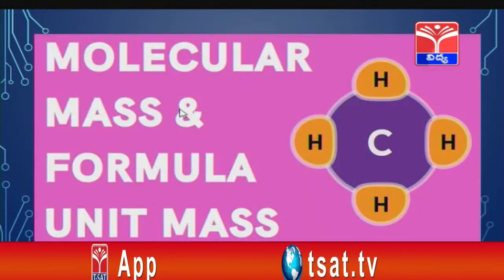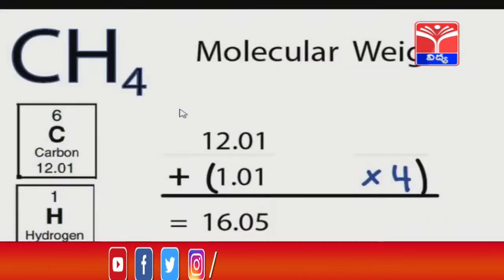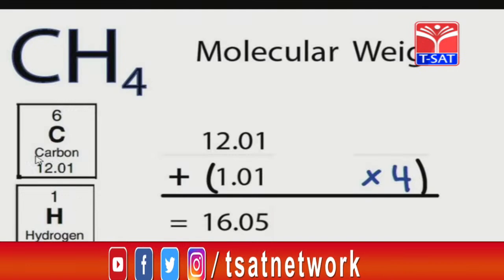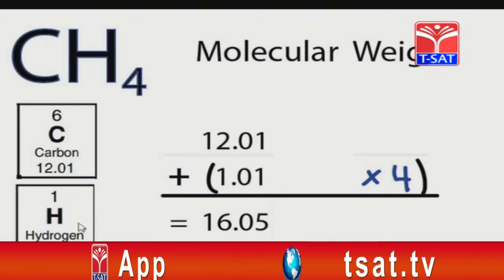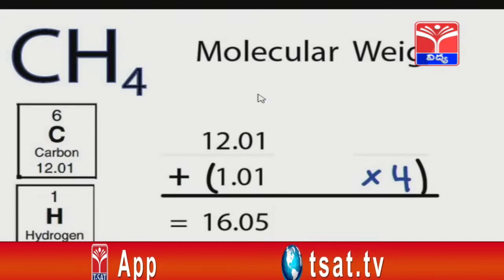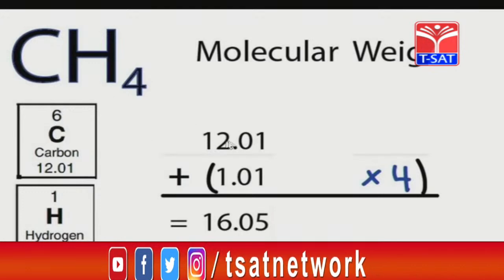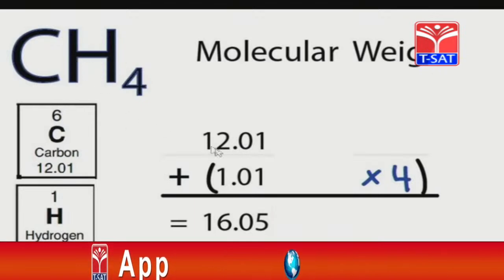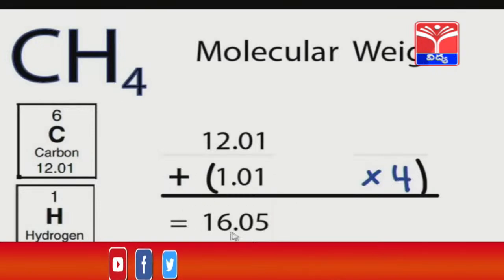Let us calculate the molecular mass and formula unit mass of methane. In methane we have one carbon atom and 4 hydrogen atoms. What is the atomic mass of a carbon atom? 12 AMU. And what is the mass of one hydrogen atom? 1 AMU. So, the molecular weight of CH4 is calculated as 1 into the atomic mass of carbon, which is 12, plus the atomic mass of hydrogen, 1.01, into how many are there? 4 are there. So, in total we get the molecular weight of methane as 16.05.